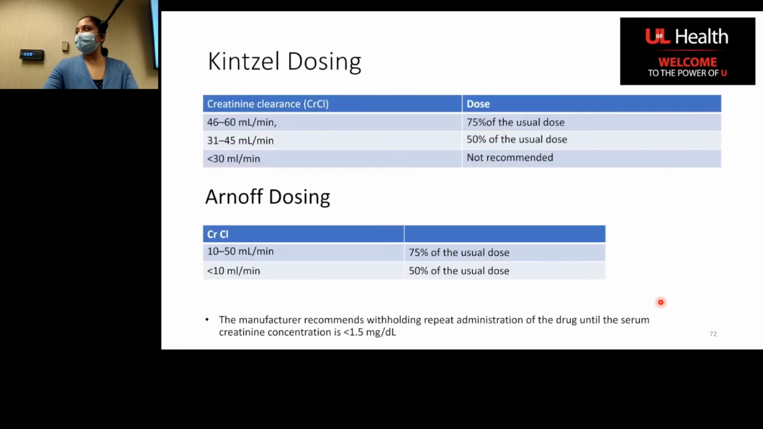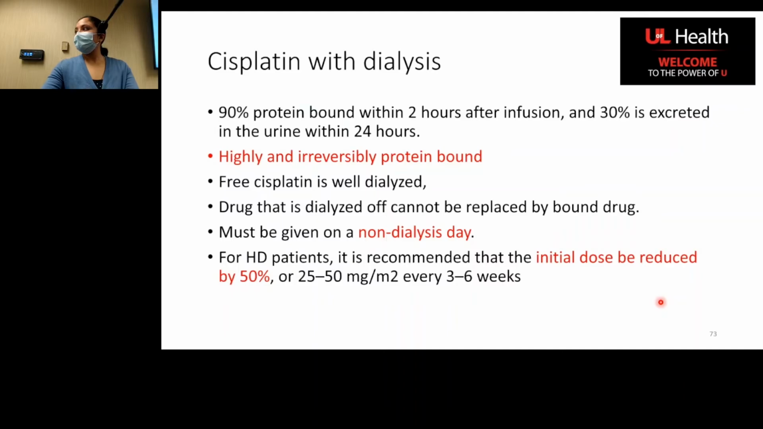And then cisplatin, we pretty much talked about. Cisplatin with dialysis, again, is highly, irreversibly protein bound. So for patients who are on dialysis, the initial dose should be reduced by 50%, because if they develop cisplatin toxicity, we cannot really dialyze it out since it's highly protein bound.